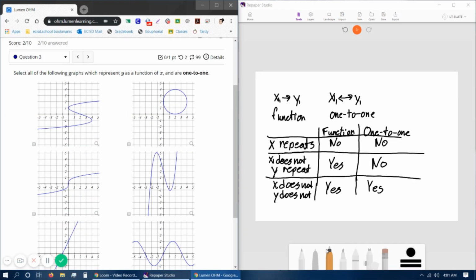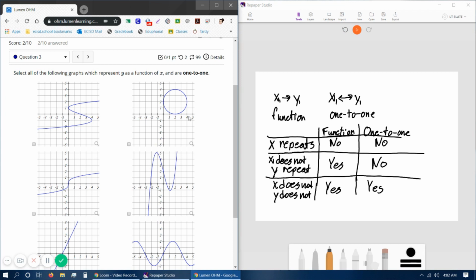Question 3, similar to questions 1 and 2 before it, wants us to select all of the following graphs which represent y as a function of x and are one-to-one. Since we don't have a table of ordered pairs to look at, I will use the vertical line test and the horizontal line test. You should already be familiar with the vertical line test for functions. If there is any point on the graph where a vertical line can touch the equation more than once, it is not a function.